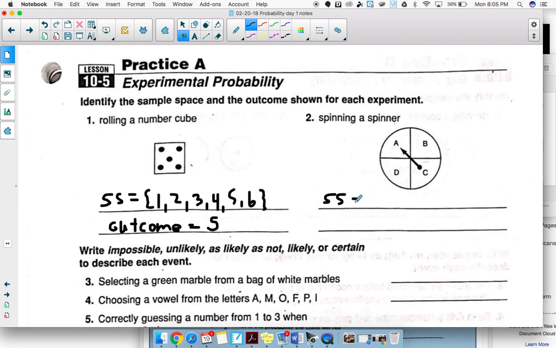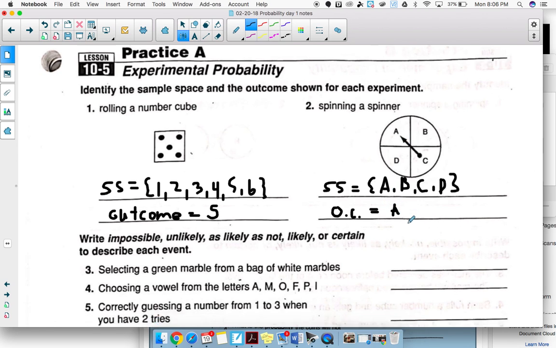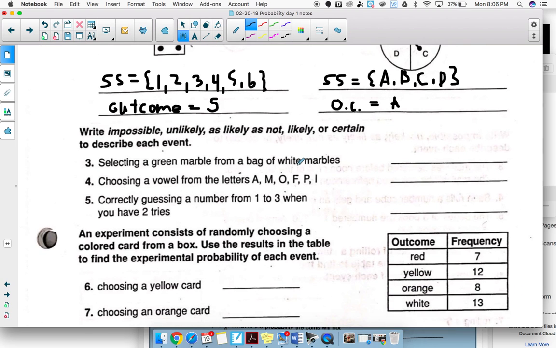All right, number 2, spinning a spinner, the sample space. Sample space would be a list of all the possible outcomes. So we have A, B, C, and D. And again, I'm kind of using those squiggly brackets, kind of like we did with domain and range. And the outcome, I'm just going to abbreviate OC. Outcome would be what happened in this case. The outcome was A. That's it. That's all. It's as simple as that. Okay.